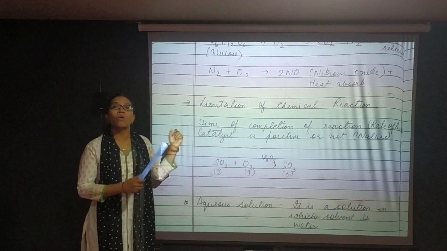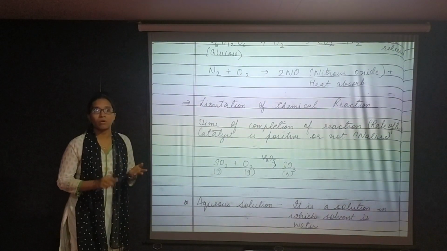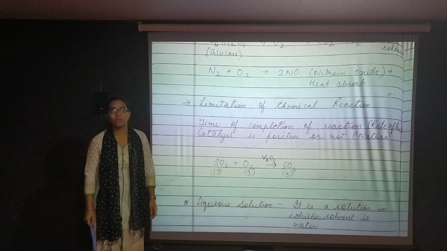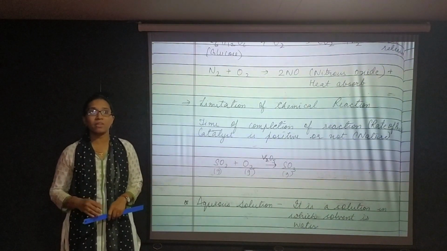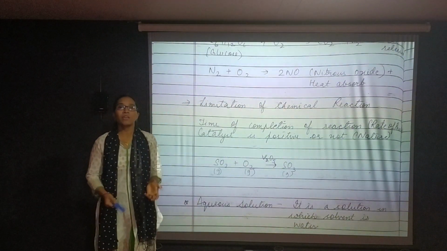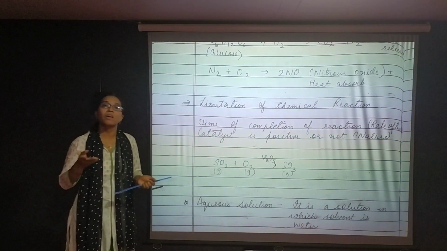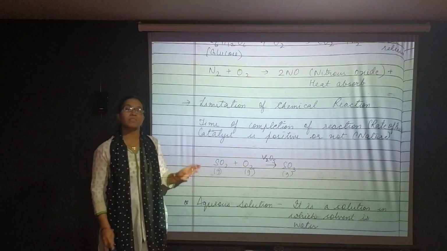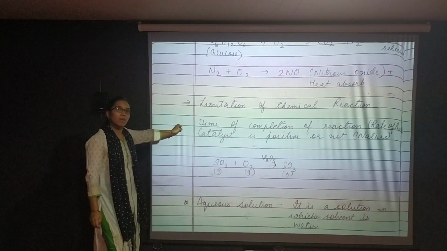We have already learned how we can write a chemical reaction, but before writing a chemical reaction we should know what is atom, molecule and everything. So just coming to limitations of chemical reaction, the first limitation is that we cannot determine the time of completion of the reaction. That means if I am combining nitrogen with oxygen, I cannot say that the reaction will be completed in 1 second, 2 seconds, 3 seconds, or it will take 5 minutes, 10 minutes or anything. So the time of completion of the reaction is not determined, that is the rate of reaction. The rate of reaction we cannot determine by this chemical reaction.